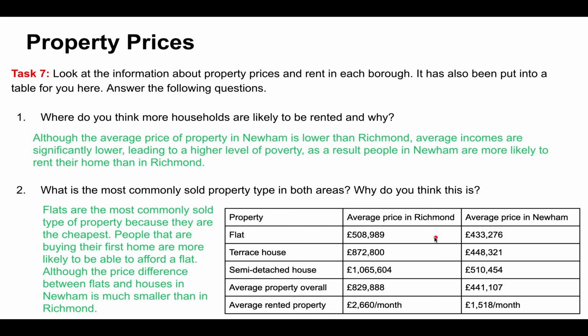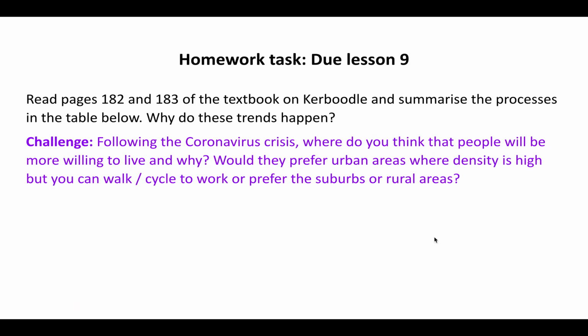Okay guys, this is almost the end of the lesson. I just want to remind you please about your homework task. It's attached to this lesson, and your homework task is of course to read just 2 pages of the textbook. I want you to summarize 4 processes about urbanization and counter-urbanization. This homework is not due next lesson, in lesson 8. It's due in lesson 9, because in lesson 8 we're going to be doing a bit of a GIS exercise.